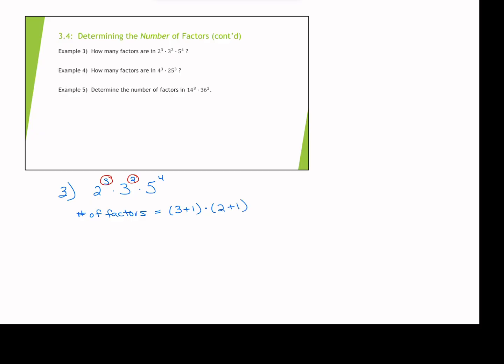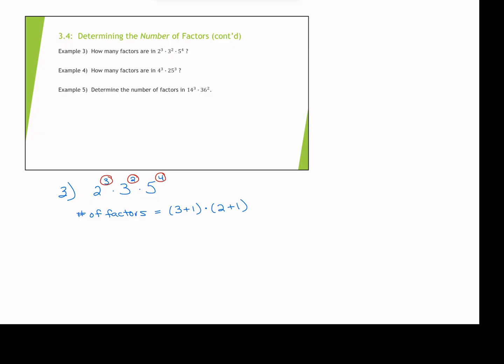And again, we're adding 1 more just as a quick reminder, because if I think about 3 squared as my highest option for base 3, it could be 3 squared or 3 to the power of 1 or 3 to the power of 0. So really that 2 plus 1 is giving me all 3 options. Same thing for 5 to the power of 4.